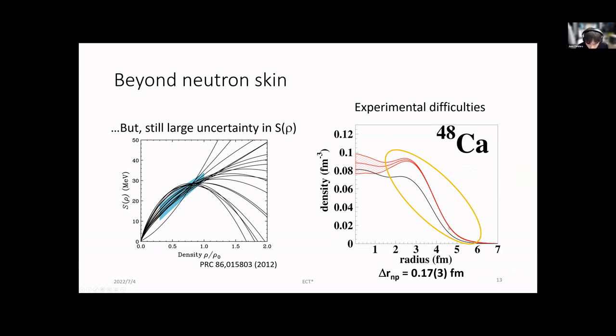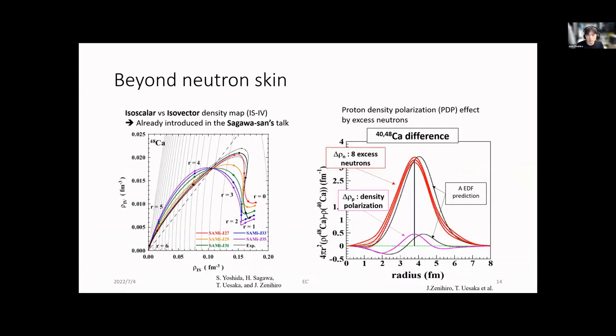So recently we developed a new way to judge the symmetry energy parameters. One is the isoscalar and isovector density map, which was already introduced by Sagawa-san in his talk in the morning. It's a new way to relate the EOS itself with the density, and we can judge which interaction, which mean field, fits our experimental result or not.